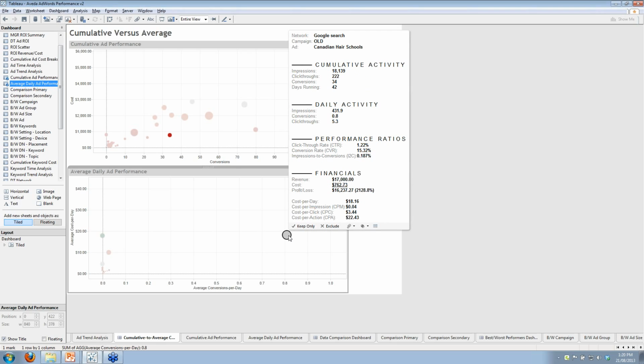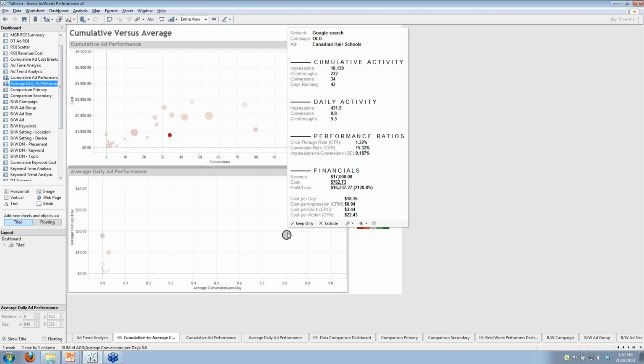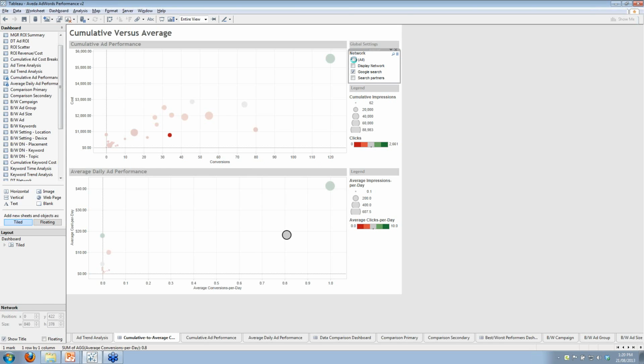What I would take away from this is I would look at this and say, well, this one seems to be generating a lot more on a daily basis. Let's put some more money into here, maybe increase our bids here because we're going to get more conversions, more bang for our buck when we use this particular combination, which is this particular campaign. Let me set this back up, and then we'll take a look at the next one.